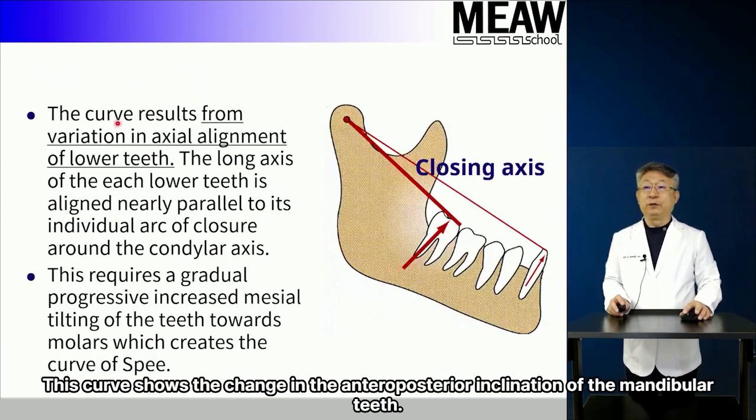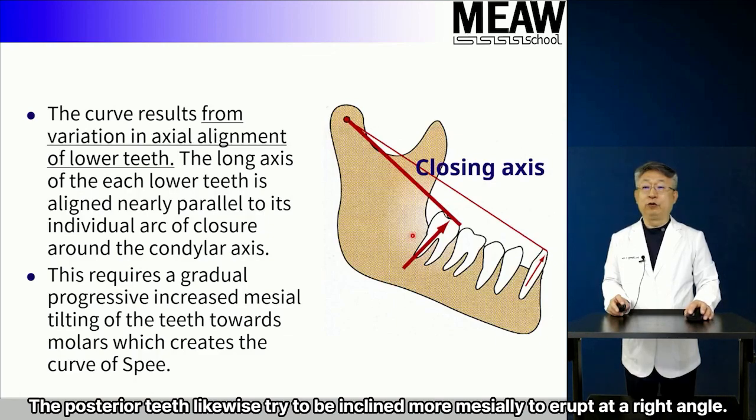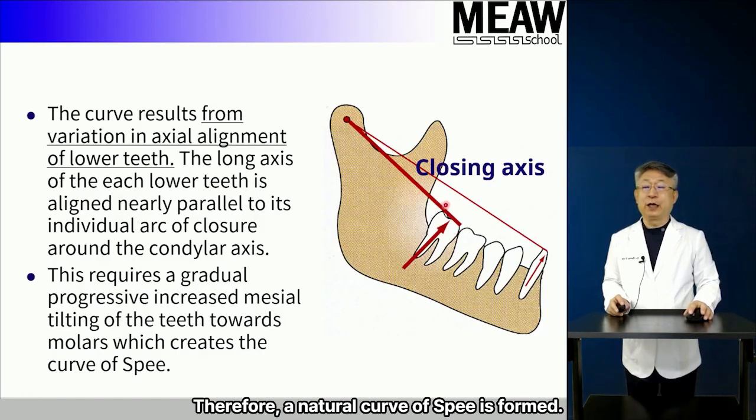This curve shows the change in the anteroposterior inclination of the mandibular teeth. In general, the mandibular incisors erupt at a right angle along the hinge axis of the mandibular condyle. The posterior teeth likewise try to be inclined more mesially to erupt at a right angle. Therefore, a natural curve of Spee is formed.